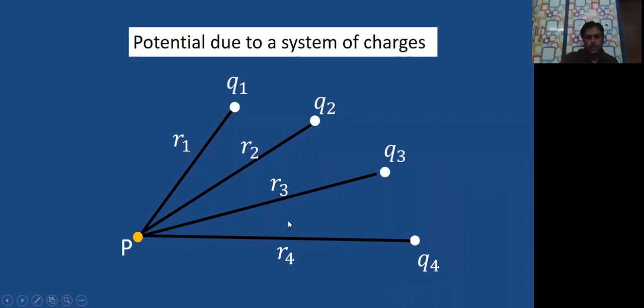Now, very simple to remember. You remember in electric field, when more than one charge is considered, each charge will create a field. Similarly, here how many charges are there? Every charge will create potential at this point. So Q1 will create potential V1 at this point. Q2 will create potential V2, Q3 will create potential V3, and Q4 will create potential V4 at this point.